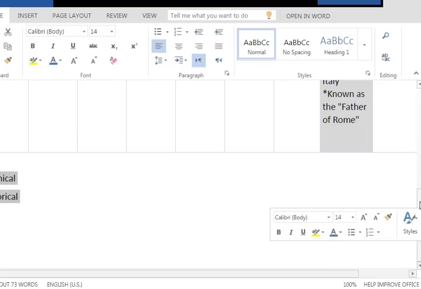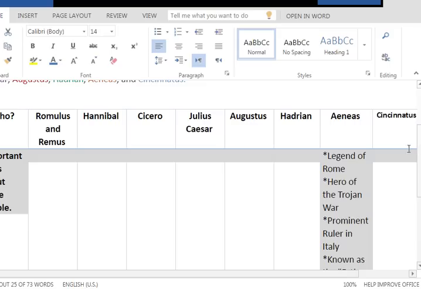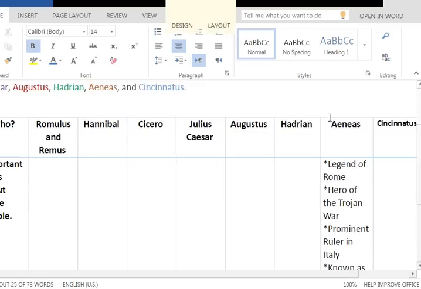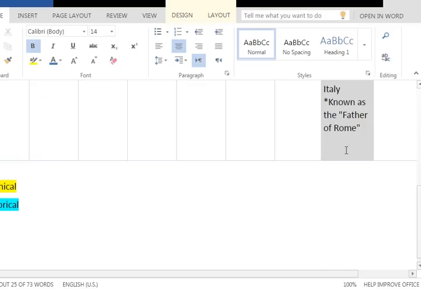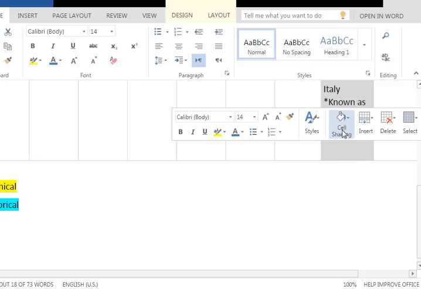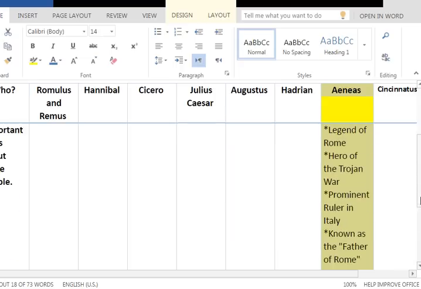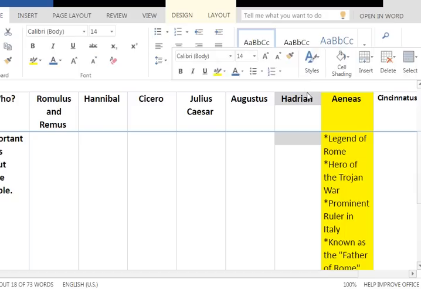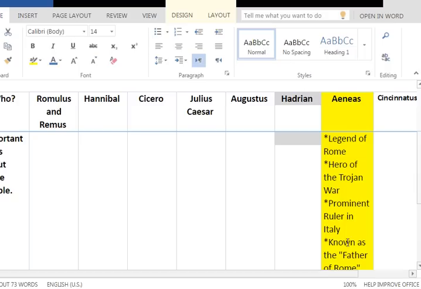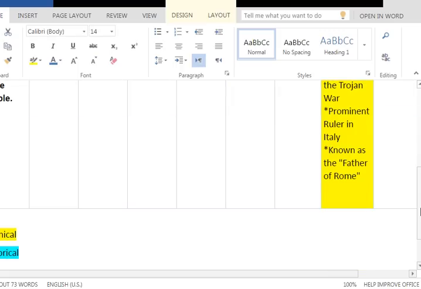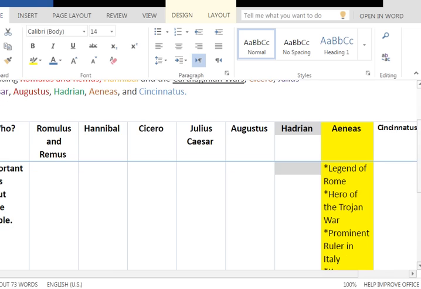So I'm going to click in front of Aeneas and drag down through that whole cell, and I'm going to do cell shading. I'm going to color this the same color as the one that I chose for mythical, so I'm going to choose yellow. I want to go back up, click off somewhere, and you will see that I now have these two cells color-coded yellow for mythical, because Aeneas was a mythical character.